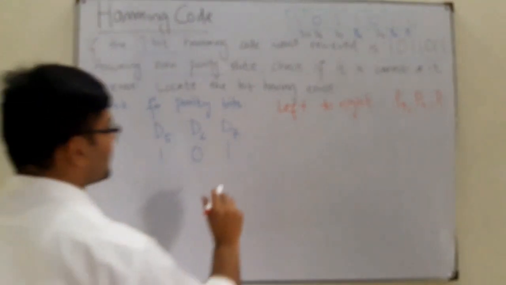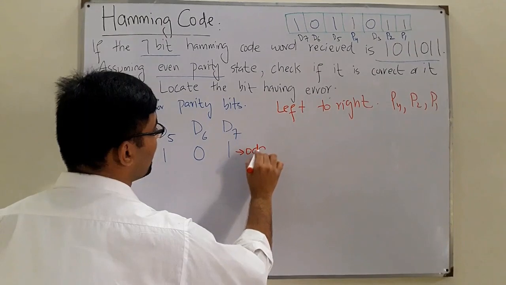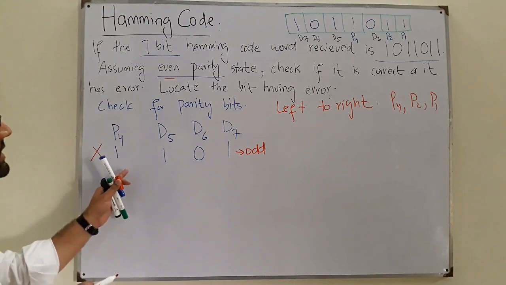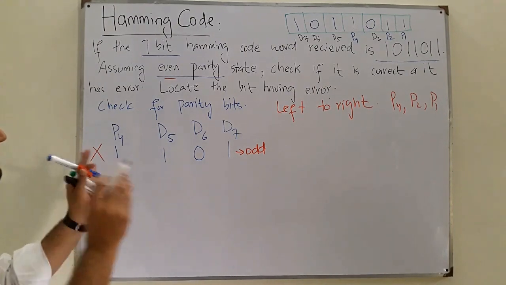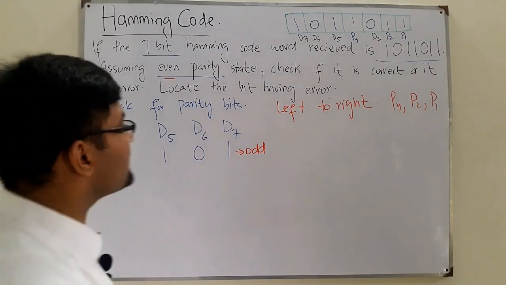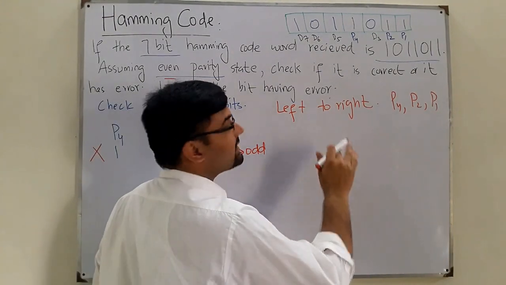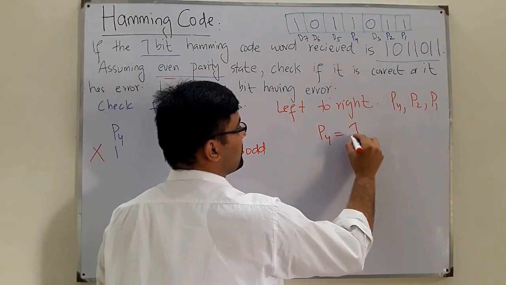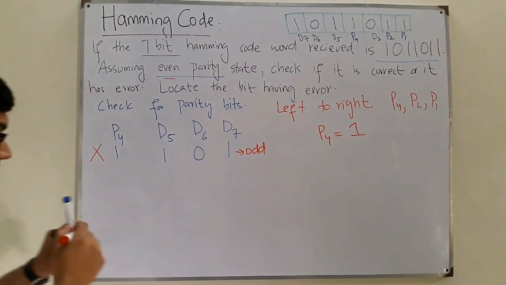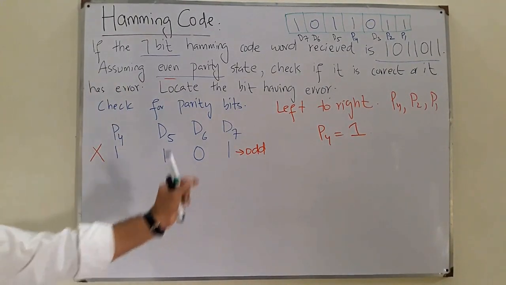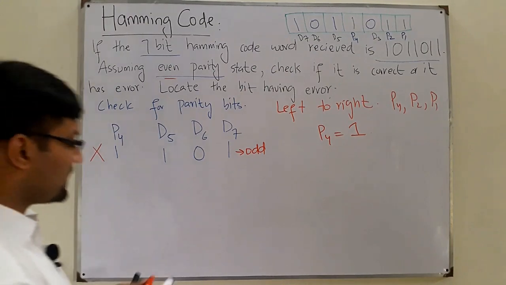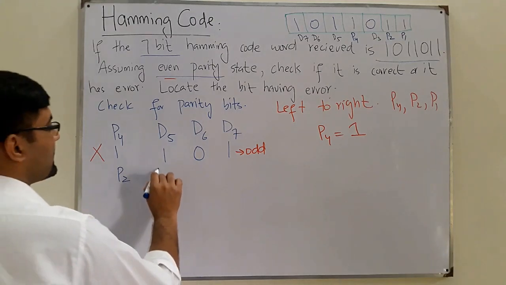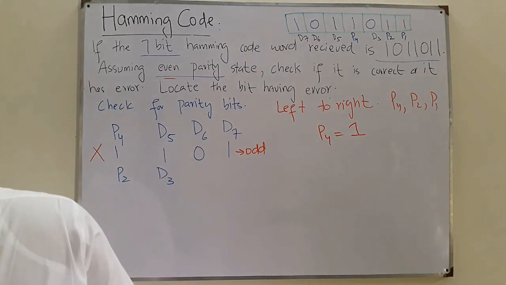This has a contradiction, because this is now having an odd parity state, and here we're given an even parity state. So when you have a contradiction, you write a 1. P4 is a 1. You just write it like this: whenever you have a contradiction, you write a 1. Now check, let's say, for P2. P2 depends on D3, D6, and D7, yes.